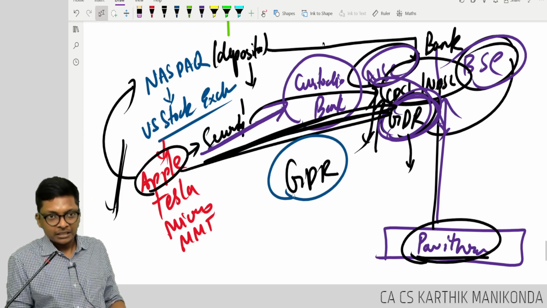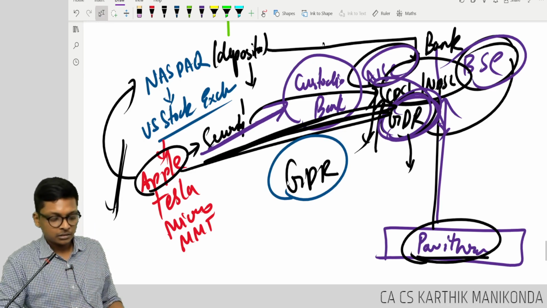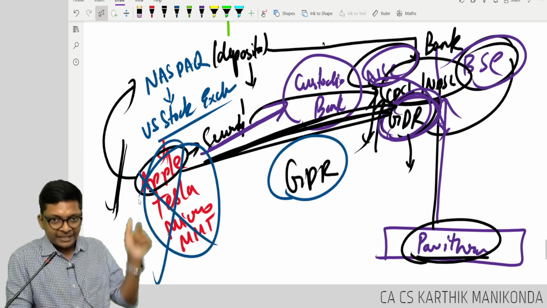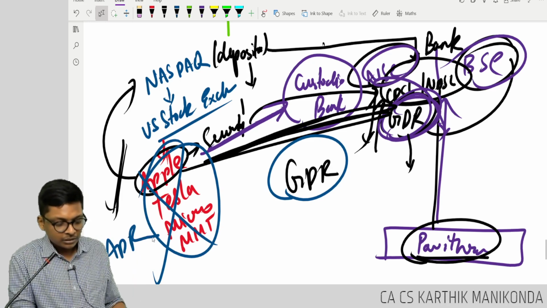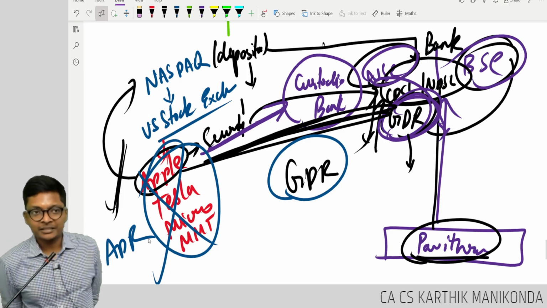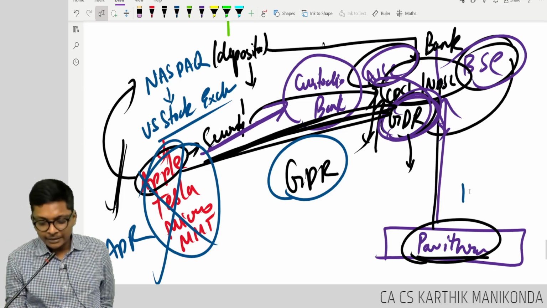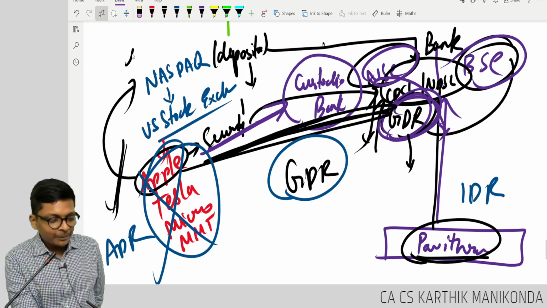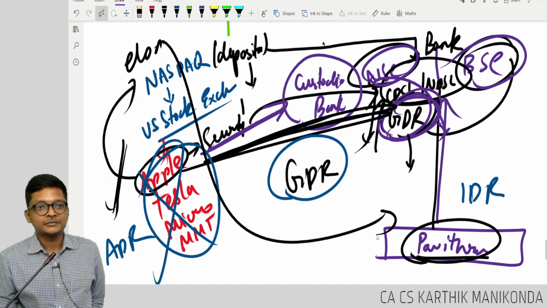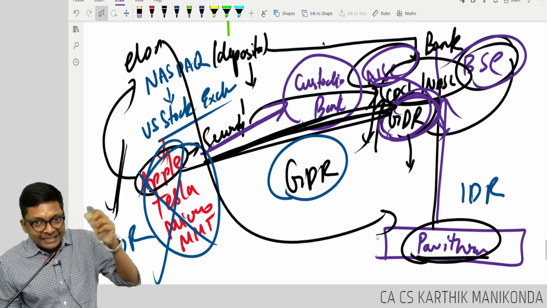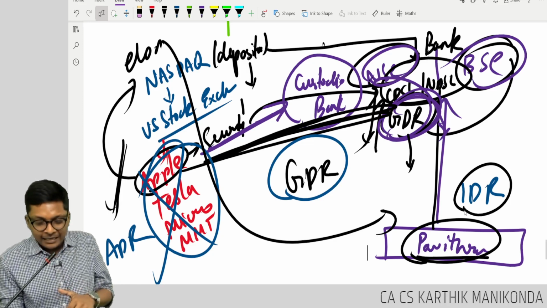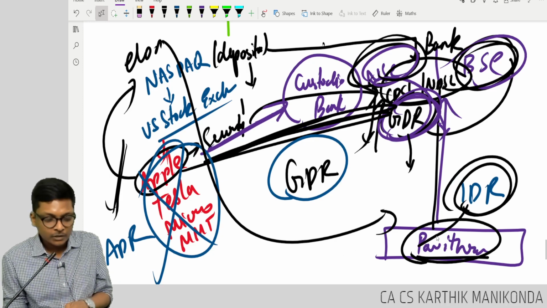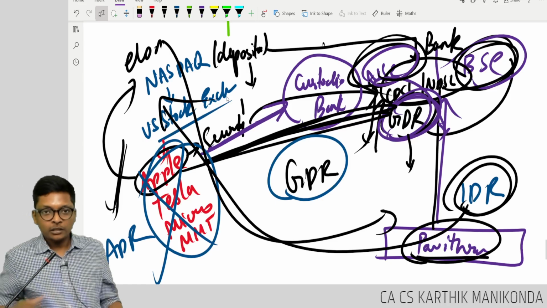GDR is for buying shares of global companies apart from the US. If you want to buy a US company, in our example Apple, it's called ADR, American Depository Receipt. Then what is IDR? Indian Depository Receipt. Can you guess? What if Elon Musk wants to buy shares in India? So foreign nationals buying Indian shares. If GDR is listed in NSE, BSE, where would IDR be listed? NASDAQ. Are you following?